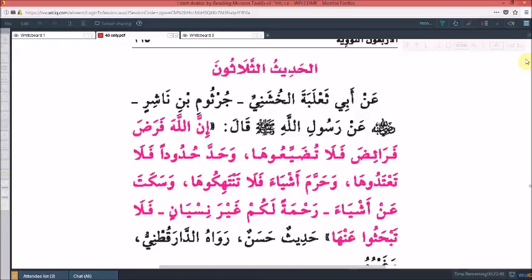He prohibited. Harrama. He prohibited. Did he just prohibit or did he prohibit something? Right? Ashya. Ashya'a maf'ulun bihi, mansub. Exactly. So he prohibited things. Shay is one. Ashya is plural. Harrama ashya. He prohibited things. فَلَا تَنْتَهِكُوهَا.